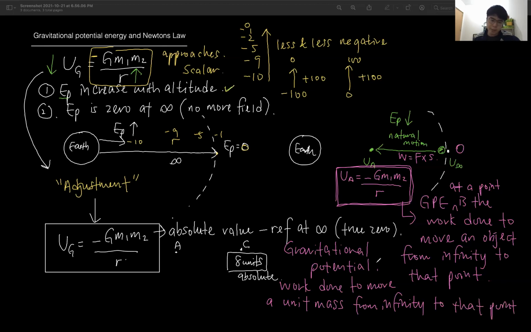Again, we say gravitational potential at a point. Per unit mass means our GPE divided by m, right? This is our gravitational potential. I put UG divided by m. This is gravitational potential, and this is gravitational potential energy.